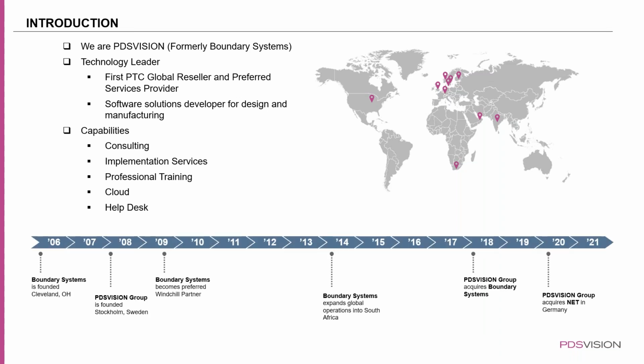And then just a timeline on when Boundary was formed. Boundary was founded in 2006, and then PDSVISION was founded in 2008, or between 2007 and 2008, and acquired Boundary Systems in 2018. We've got a couple of companies or branches all over the world. So if you look at the map to the right, you would see where all our companies are based. I'm actually based in South Africa, at the bottom here, and that is where I am currently based.